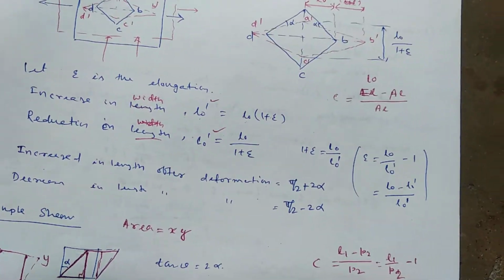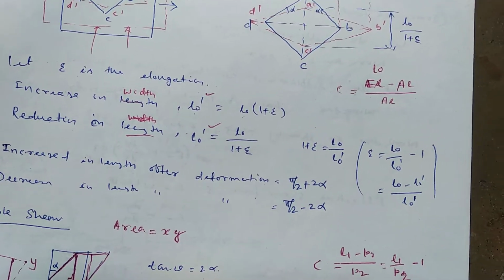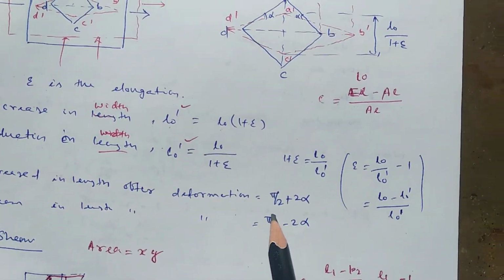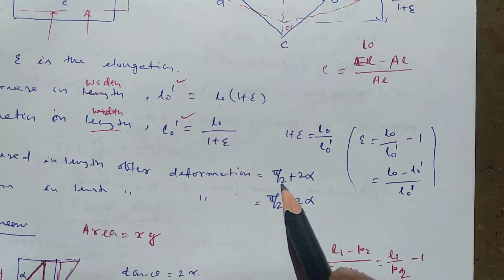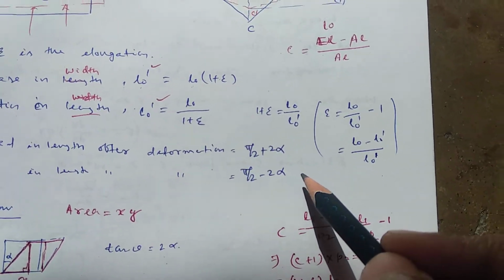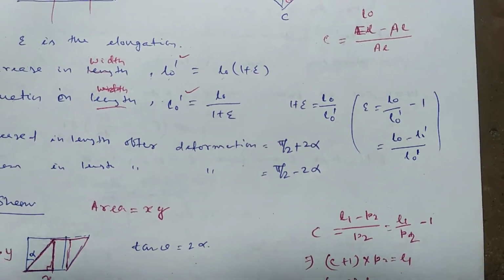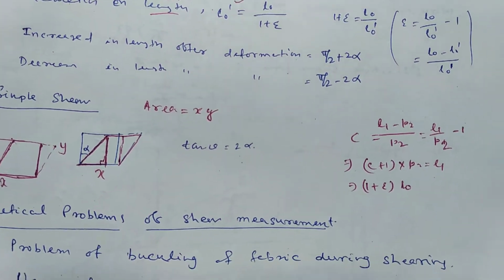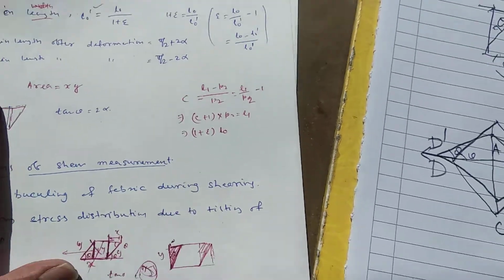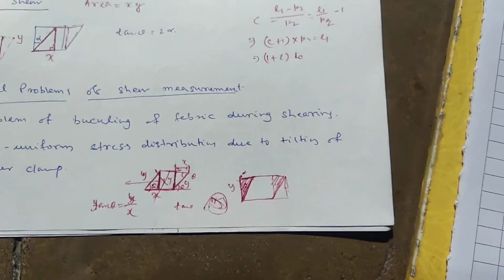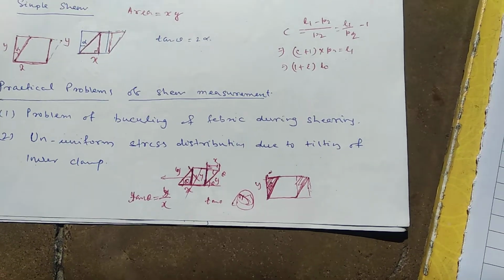The angle may not remain the same. So what is the change of angle? If this is alpha, the change of angle: one is pi by 2 plus 2 alpha, the other one is pi by 2 minus 2 alpha, right? So now, what problems occur in the case of shear measurement? How can we define the shear measurement?